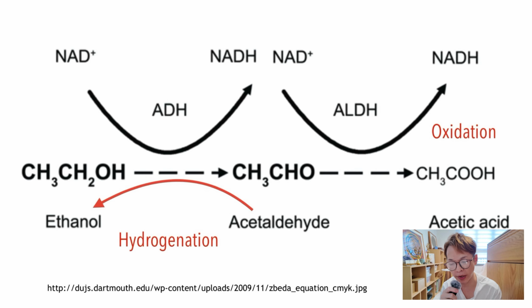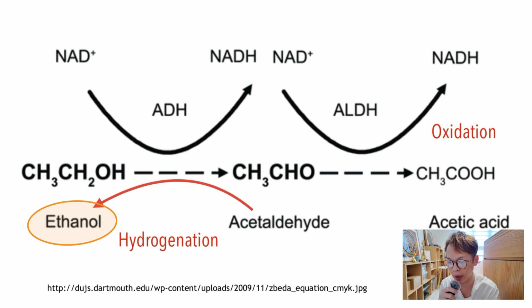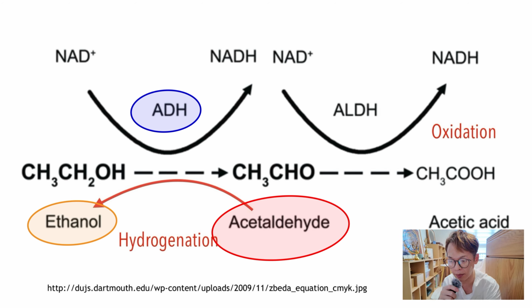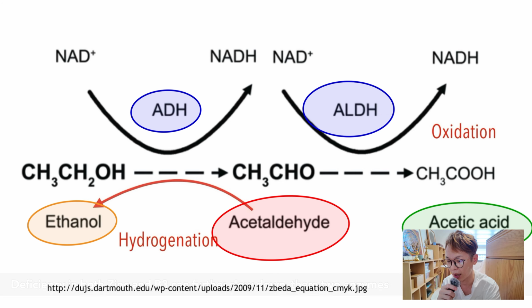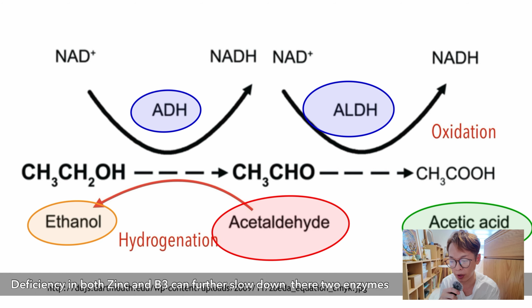So when someone drinks alcohol, it needs to be metabolized in the liver through a two-step process, whereby the ADH enzyme first oxidizes ethanol into the toxic acetaldehyde. Then it gets oxidized again immediately by another enzyme, ALDH, into harmless acetic acid. And these two reactions require cofactors like zinc and B3.